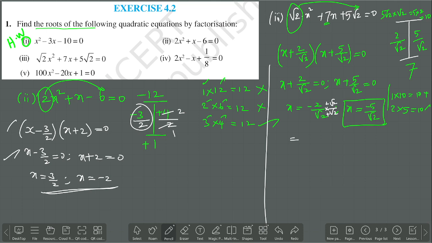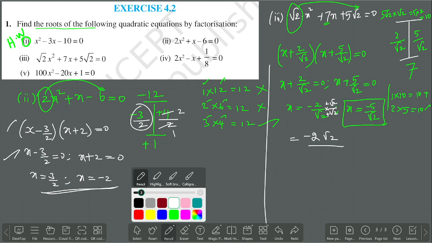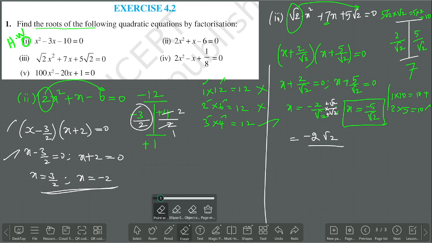So what am I getting here? Minus 2 root 2 divided by, in the denominator, root 2 into root 2, which is 2. This is a multiplication. Don't think it's plus. You people will think it's positive. Wait.